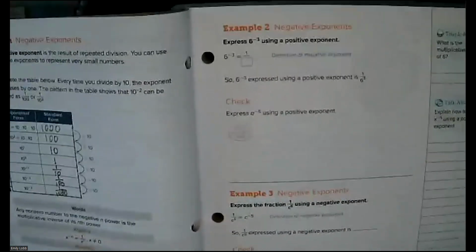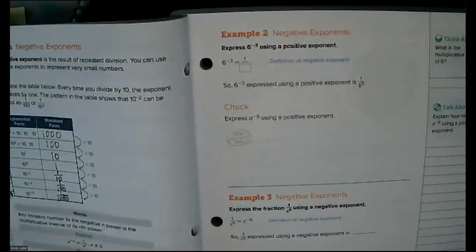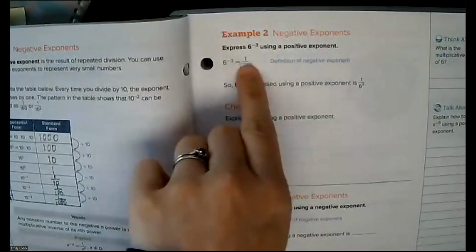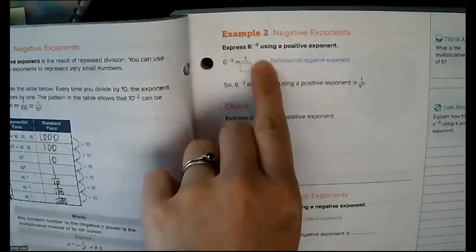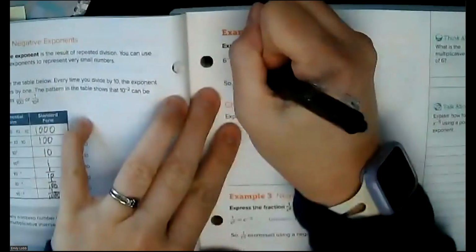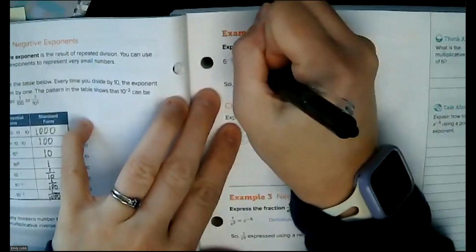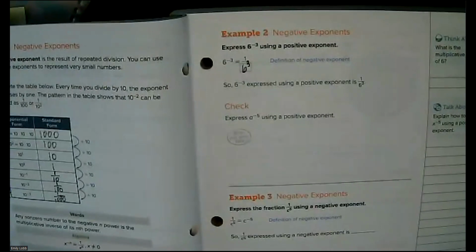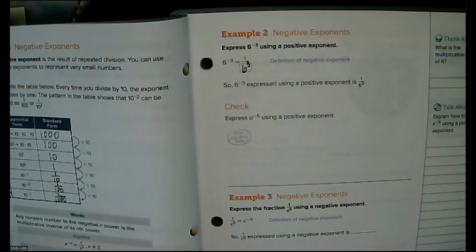All right, so let's look at an example on page 37. Instead of writing 6 to the negative third, we put 6 to the third in the basement. It goes into our denominator. I call our denominator the basement. We don't want any negativity on the first floor, right? So 6 to the negative third expressed using a positive exponent is 1 over 6 to the third.